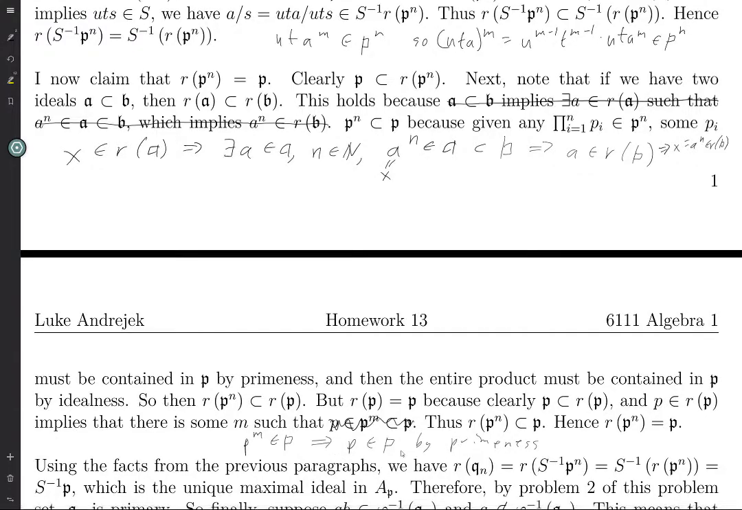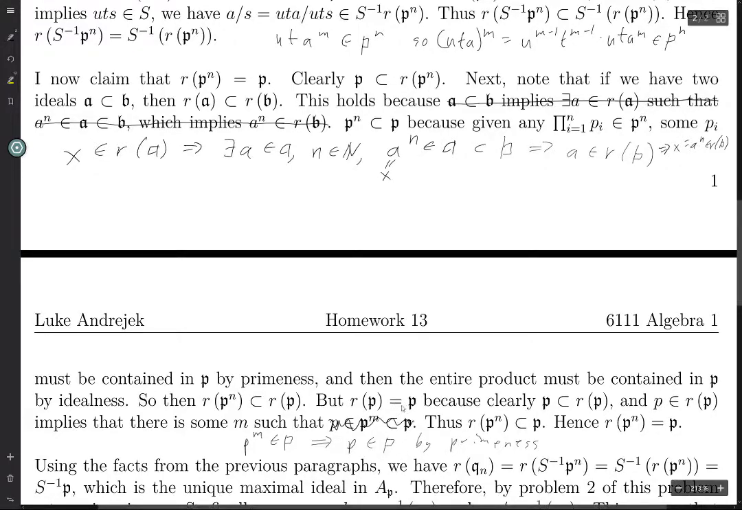Alright? So yeah. Okay, so that's equality. And so therefore, R of P to the n is contained in P, and so these two are equal. R of P to the n is contained in R of P, which equals P. Therefore, R of P to the n is contained in P, and that was the other inclusion, and so we have equality.